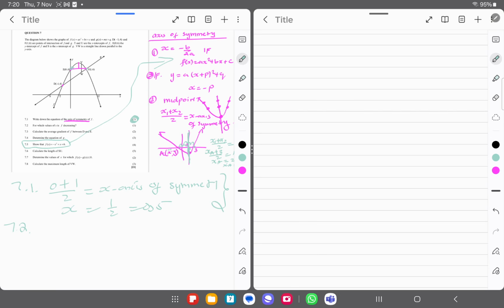Now let's move to 7.2. For which values of x is f of x decreasing? When we talk about increasing and decreasing, guys, we always read our graph from the left. That's how you start reading your graph. So as you can see, I'm coming from my left. This is you on your left. What's happening? This graph is increasing. You're going up. It's increasing up until there.